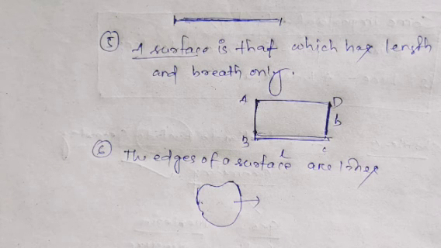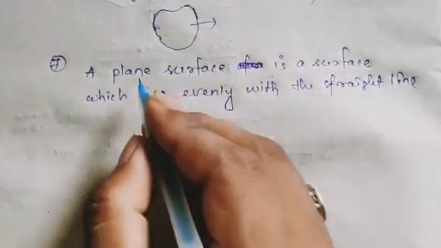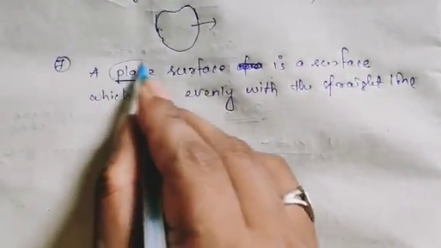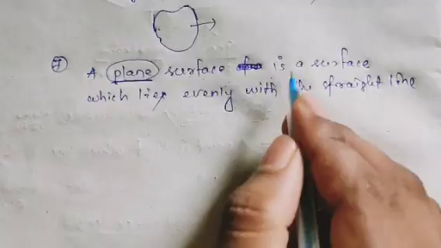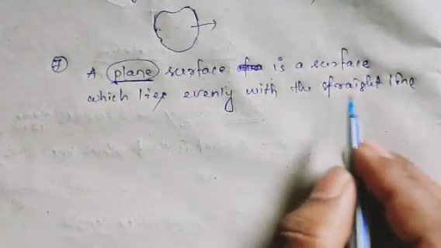Understand? Let's go to the next. The seventh statement was: a plane is a surface. Remember, it is a plane. A plane is a surface which lies evenly with the straight line.